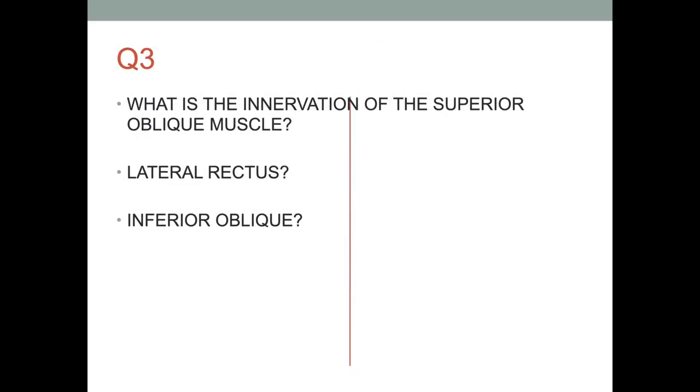All right, so what's the innervation of the superior oblique muscle, lateral rectus, inferior oblique? Hey, that's the easiest question. LR6 SO4 3. You guys remember that from year 2? The lateral rectus is the 6th cranial nerve. The superior oblique is.